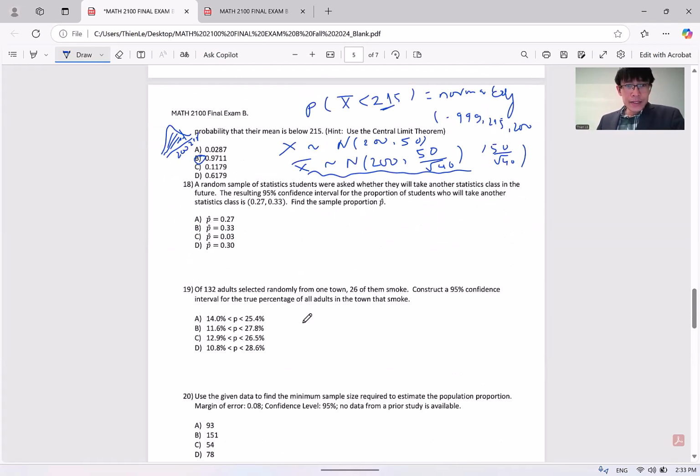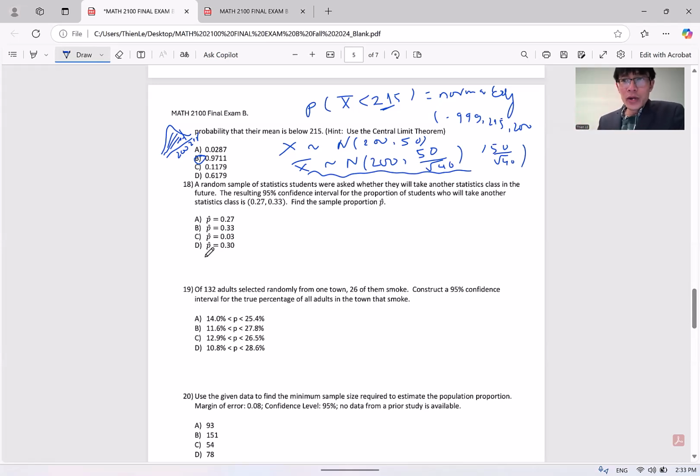18. A random sample of statistics students is asked whether they will take another stat class in the future. It's a good question. The resulting 95% confidence interval for the proportion of students who will take another class is 0.27 to 0.33. It should be higher, I hope. Find the sample proportion. So here you have the interval and you want to find the point estimate.